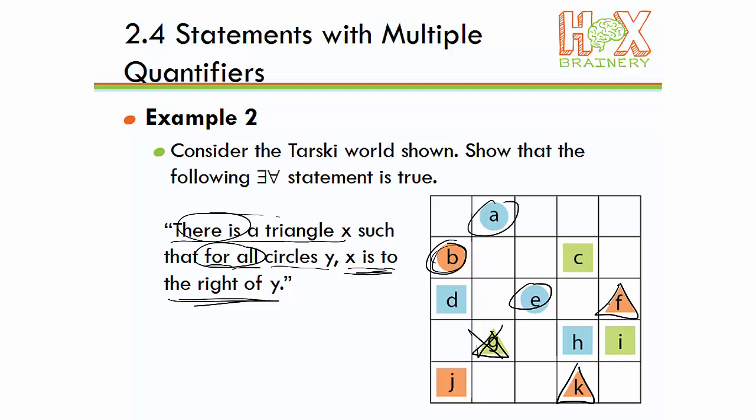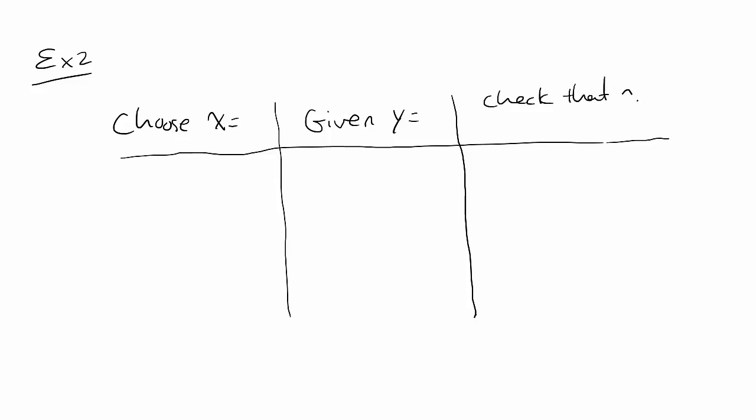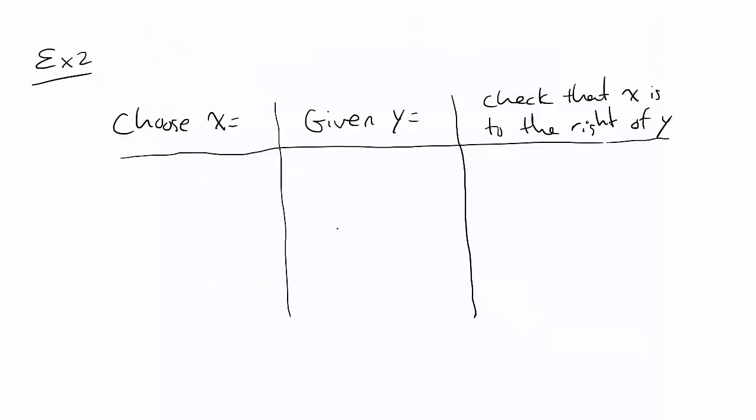So we're going to build our little chart again. Okay, so our table, we're going to have choose X, given Y, and then we're going to check that that property holds. So we're going to check that X is to the right of Y. All right, so we are picking, and it looks like either F or K would work, right? So we're going to choose F or K.